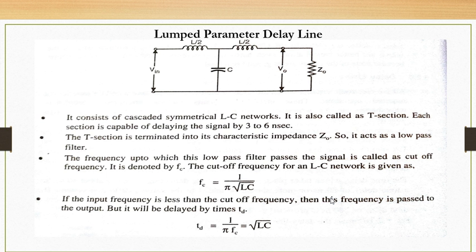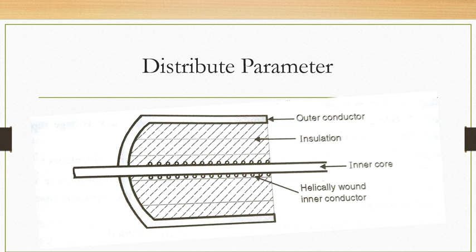So this is all about the lumped parameter delay line. So next is a distributed parameter delay line. So it is basically a transmission line constructed with a wound helical coil and extruded insulation between it. If you see, this is the outer conductor, then this is the insulation, this is the inner core, and this is the most important part inside this, that is the helical wound inner conductor.